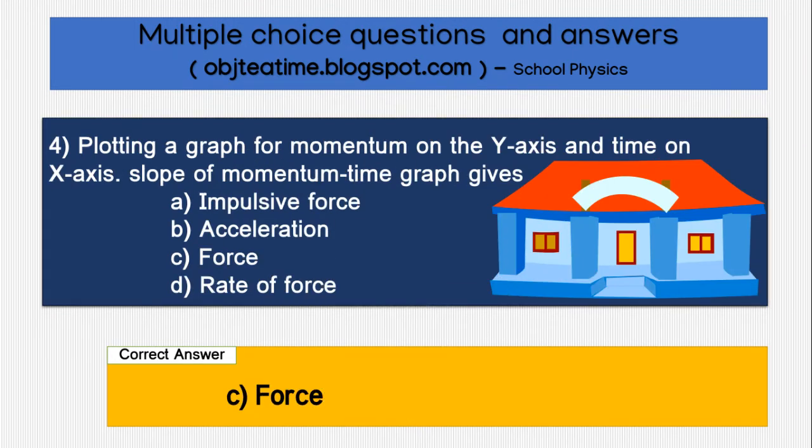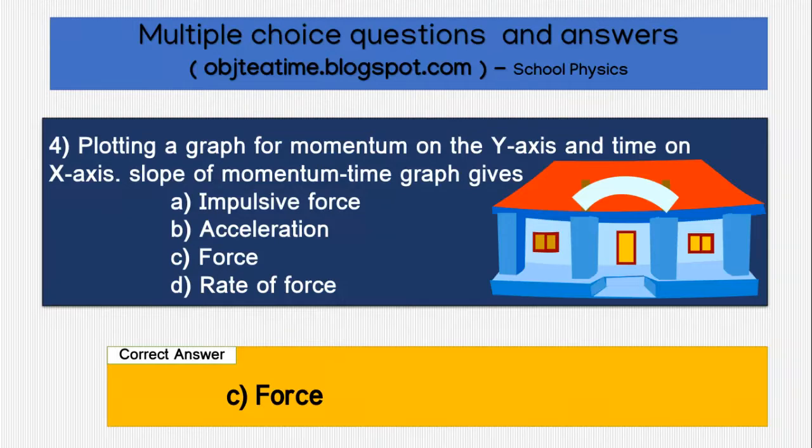Question number 4. Plotting a graph for momentum on the y-axis and time on the x-axis, the slope of the momentum-time graph gives. Option A, impulsive force. B, acceleration. C, force. D, rate of force. The correct answer is option C, force.